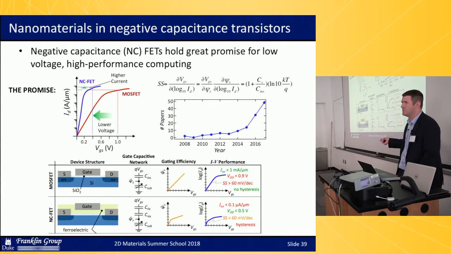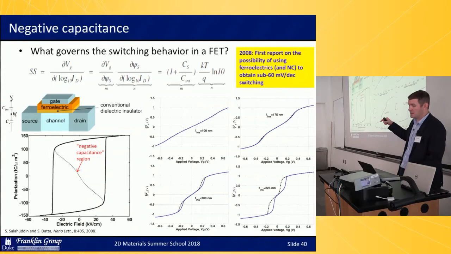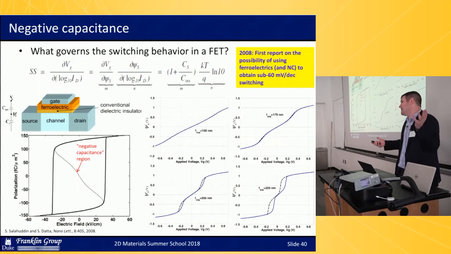So this originated 10 years ago by Sayyid Salahuddin and Supriyo Datta at Purdue University. They developed a theoretical picture that said, hey, what if we put a ferroelectric in there, it's got this polarization behavior. So a normal dielectric, if you're curious, would just be linear. Okay, so this one is nonlinear and in fact has this very abrupt polarization that occurs and then a remnant polarization that exists. But it also has intrinsic hysteresis. It's part of the element of how these materials operate under an applied field.